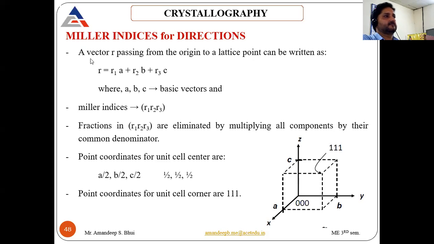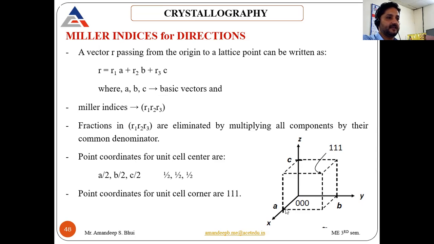Now, any vector in the lattice, okay, will start from the origin. So that vector r can be defined by r1a plus r2b plus r3c, where a, b, c are the basic vectors. So we multiply these basic vectors with r1, r2, r3, where r1, r2, r3 are the Miller indices or the fractions. Okay, that can be multiplied with the basic vectors a, b, and c. A, b, c are the vectors in x, y, and z direction.